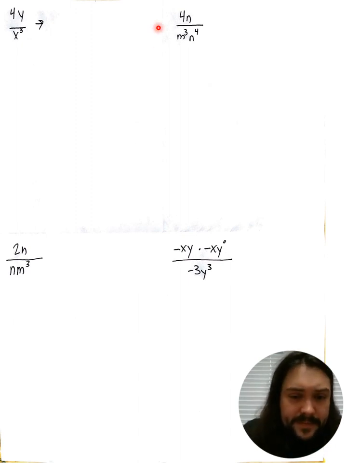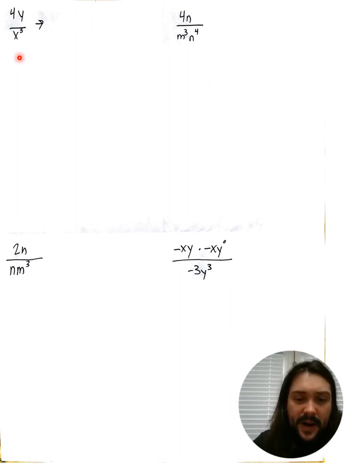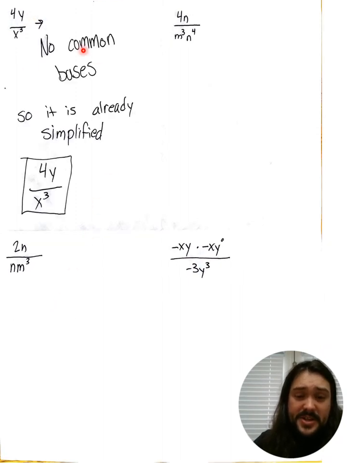We have 4y divided by x cubed. Now there's this coefficient of 4. That's great. There's nothing in the denominator though, so we know it's just going to stay 4. Y, there's no y's in the denominator. And x cubed in the denominator, there's no x's in the numerator. So since there's no common bases, it's already simplified. So our answer, 4y over x cubed, is the answer. We don't have to simplify it anymore.